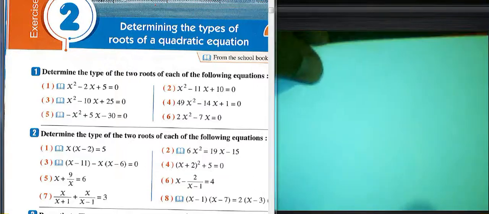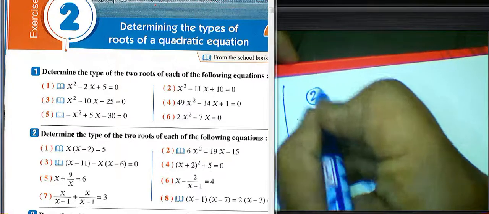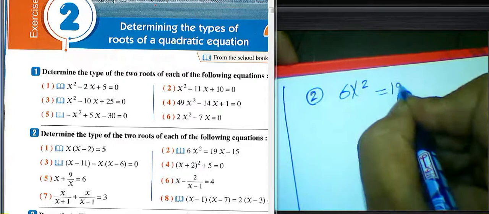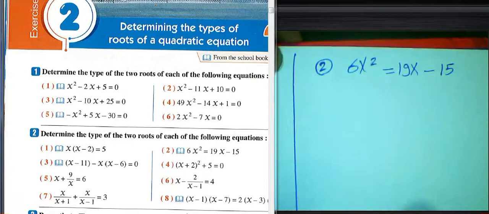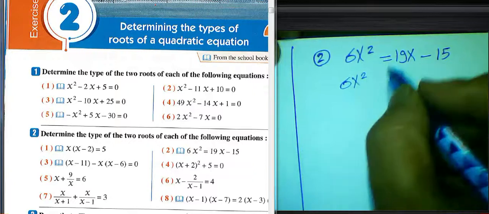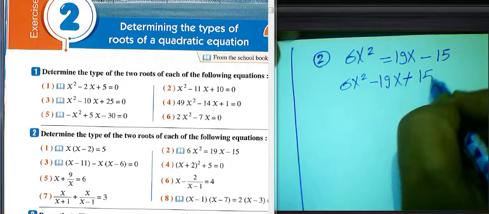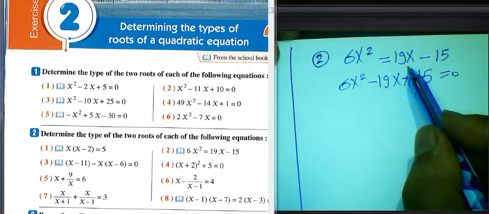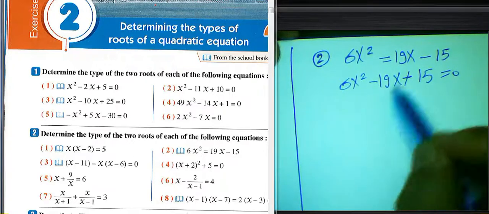Question number 2. x^2 = 19x - 15. We move the term to the right-hand side... 19x, adding 15 equals 0, because we move 19x and the expression to the left-hand side with the inverse sign.